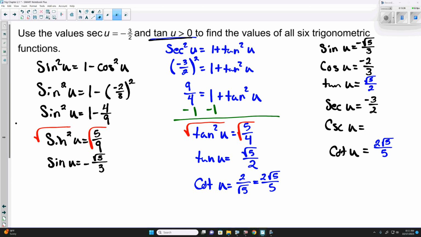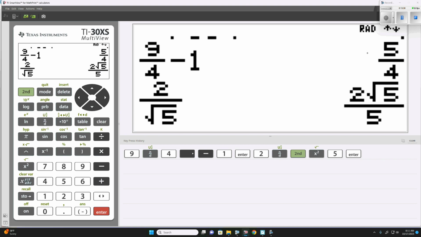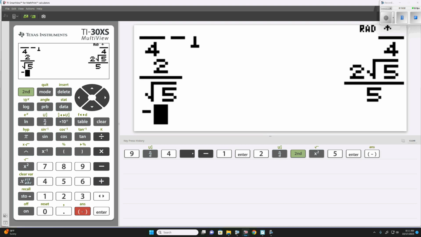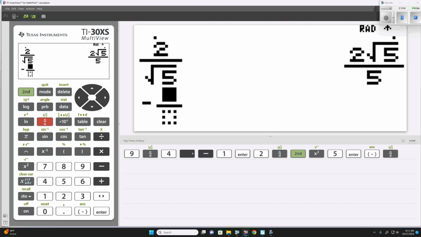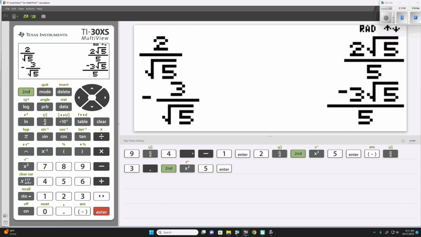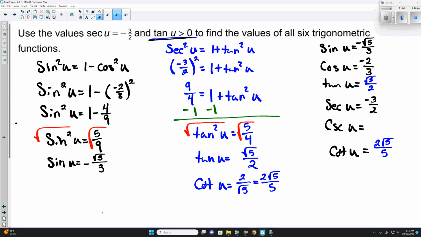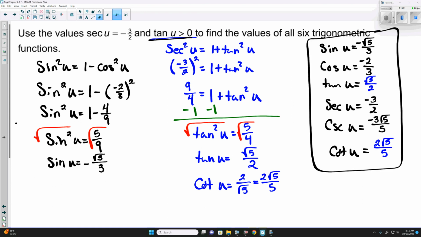And for the last one, cosecant, we have to flip this. Well, we could write it out, or I can just grab the calculator, say negative 3 over square root of 5, and get negative 3 square roots of 5 over 5. And we have all 6.